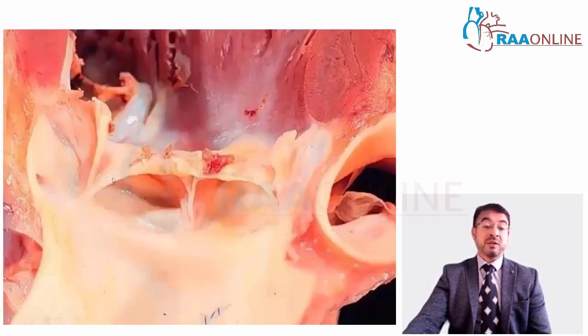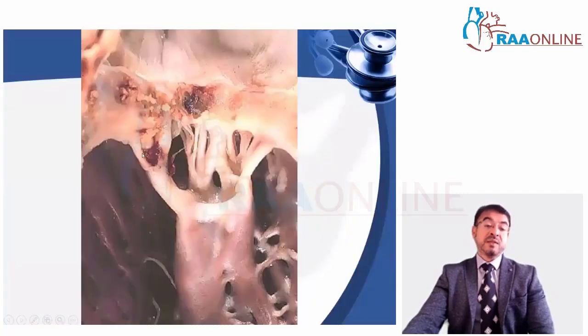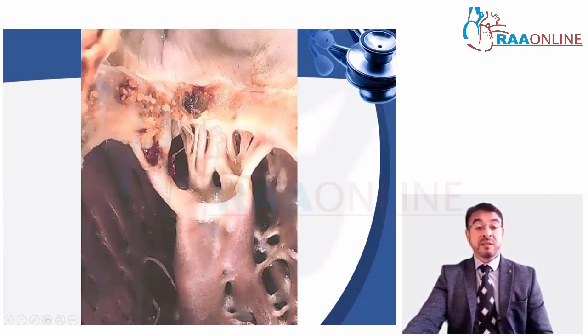Now this is an aortic valve which shows vegetations. This is an atrioventricular valve which shows vegetations on the cusps, and on the surface of the vegetations thrombi have come, and these are the thickened cusps and they are fused, and thickening of the papillary muscle.